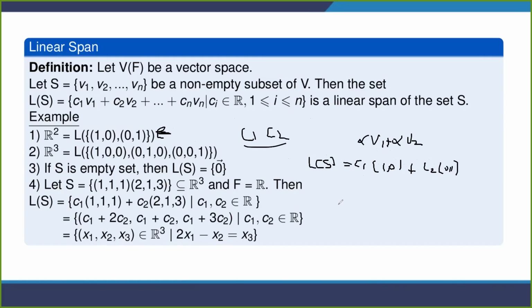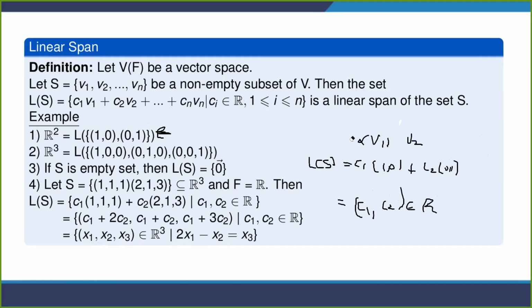Then how do you add it? Do you remember? You should just do C1 into 1 plus C2 into 0, and C1 into 0 plus C2 into 1. So the answer is (C1, C2). This also belongs to the real numbers, because Ci belongs to R.